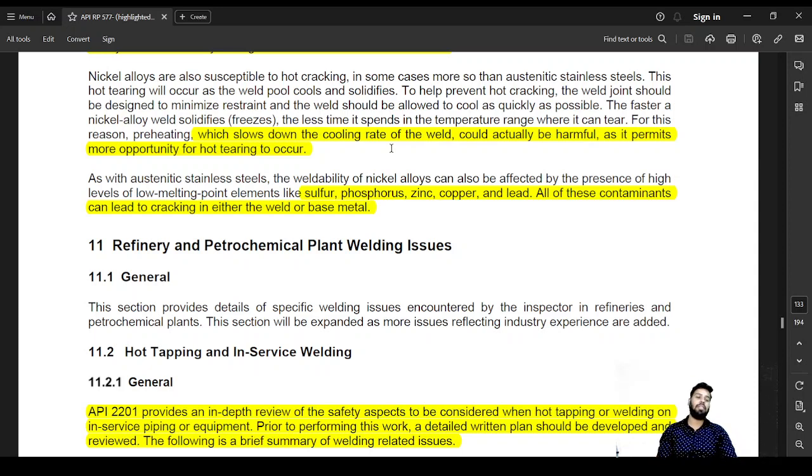So in the next video, we'll see what are some problems associated with welding operations in refinery and petrochemical plants. Okay, so that's it for this video. Let's meet in the next video.